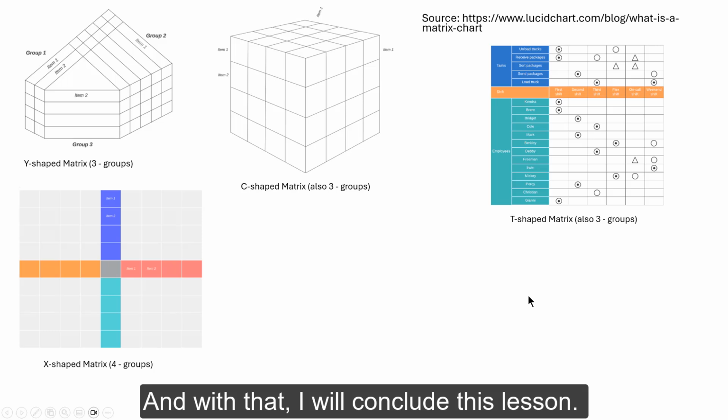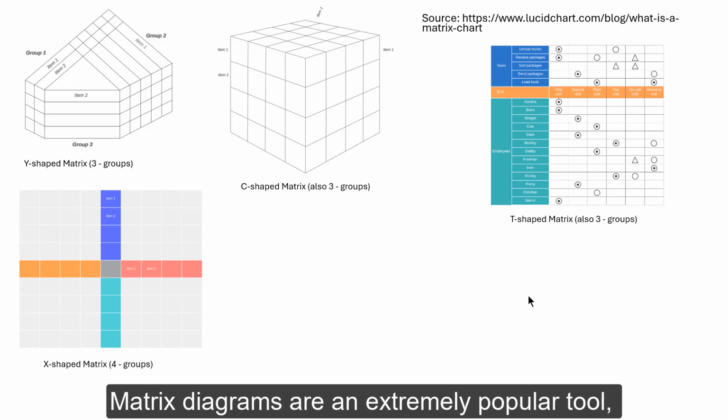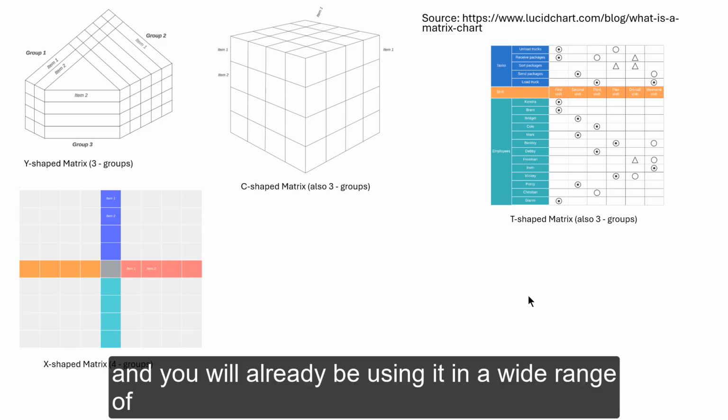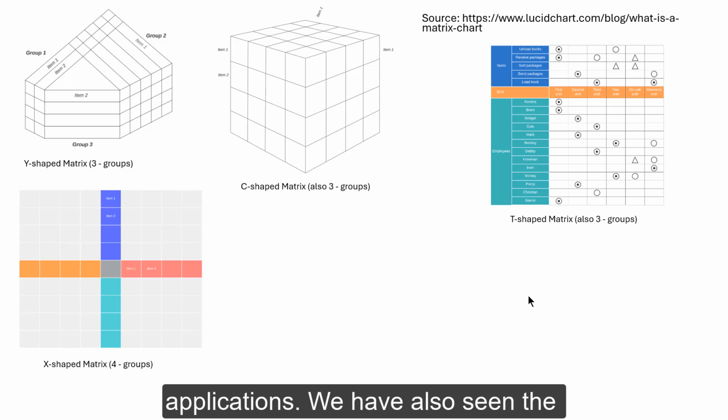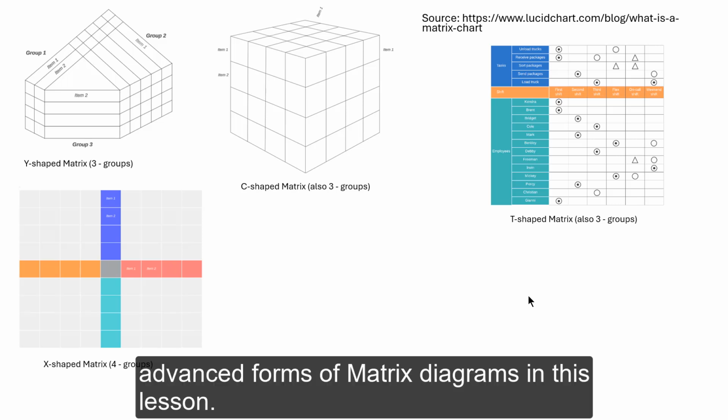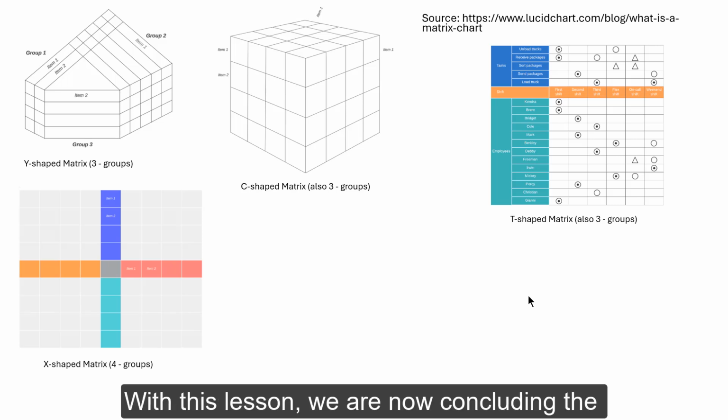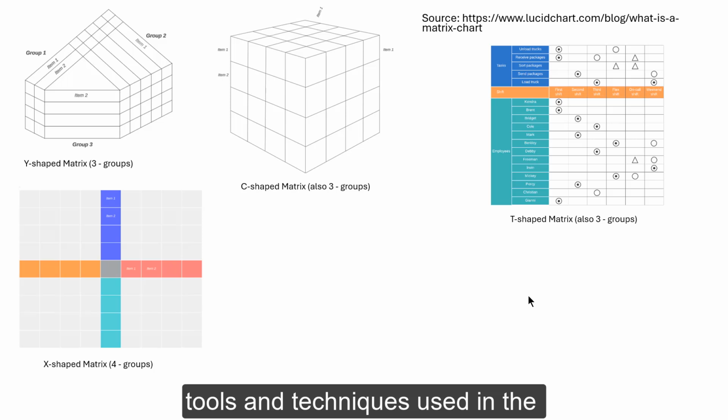And with that, I will conclude this lesson. Matrix diagrams are an extremely popular tool, and you will already be using it in a wide range of applications. We have also seen the advanced forms of matrix diagrams in this lesson. And with this lesson, we are now concluding the tools and techniques used in the plan quality management process.